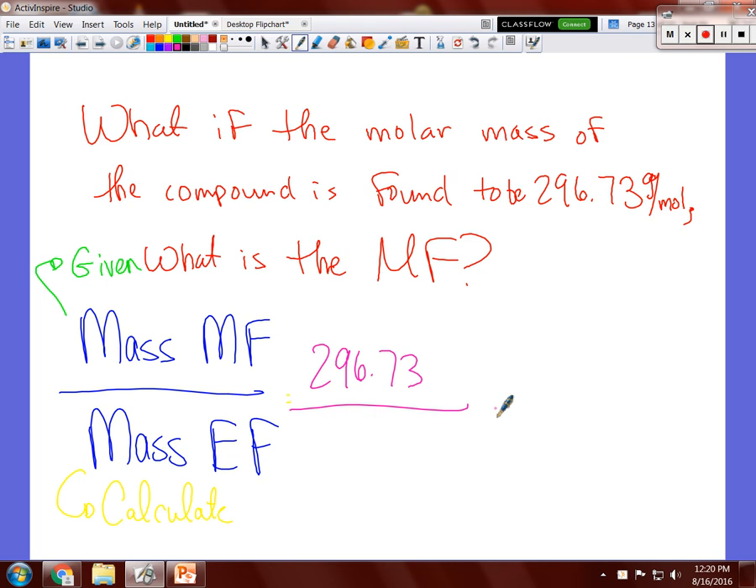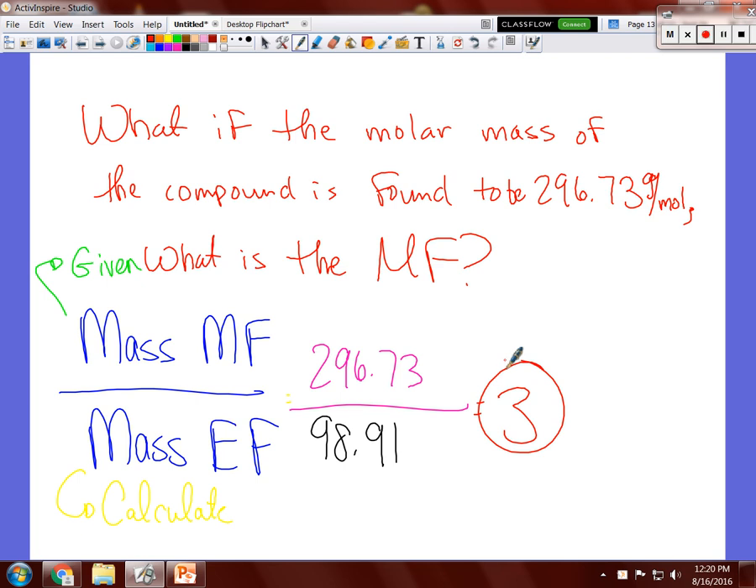So, what's the mass of the empirical formula? 98.91. Now, when we do this, this is the mass of the MF divided by the mass of the EF. If you divide that, what should it come out to be? Now, again, I ask a very simple question to you. If you stop there, would you earn full credit? No. The question is what?